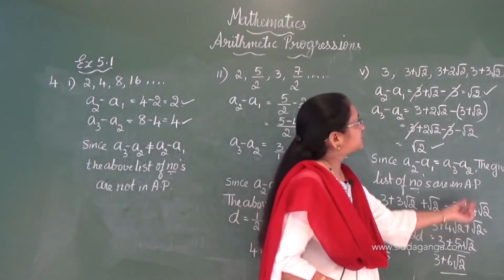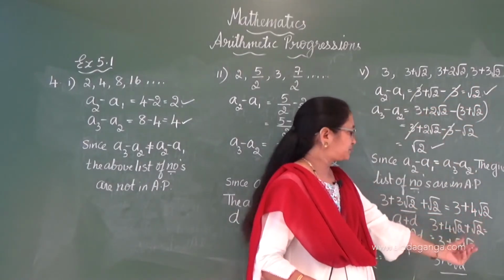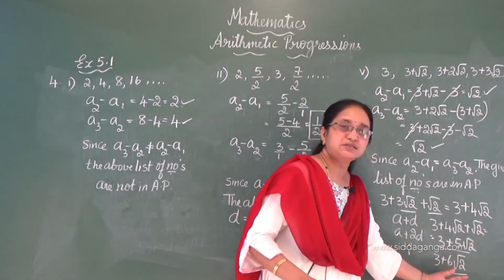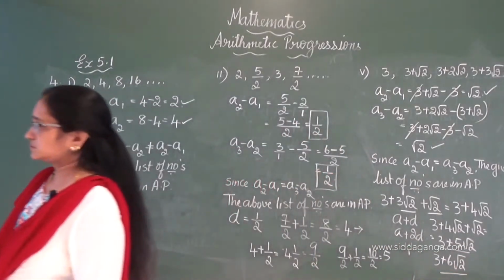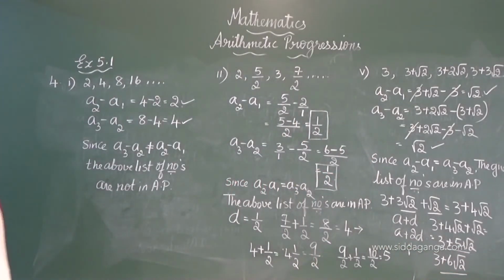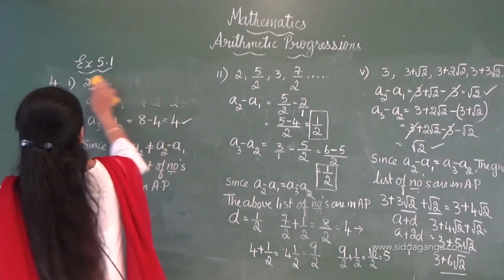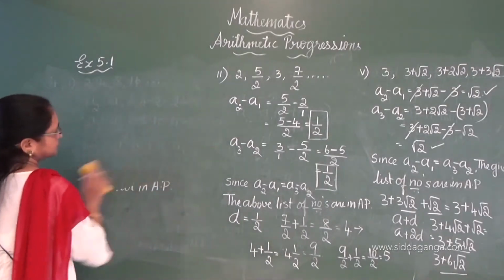That is, next is 3 plus 4 root 2, 3 plus 5 root 2, 3 plus 6 root 2. So this is how you have to proceed. Now we will move on to the other 3 problems.